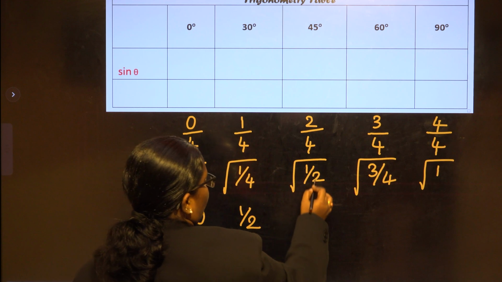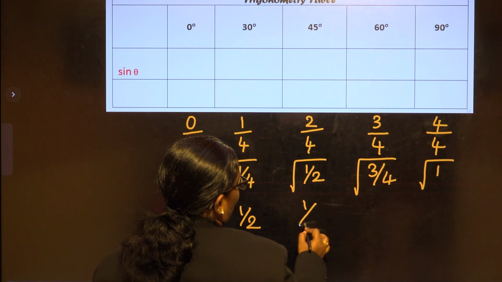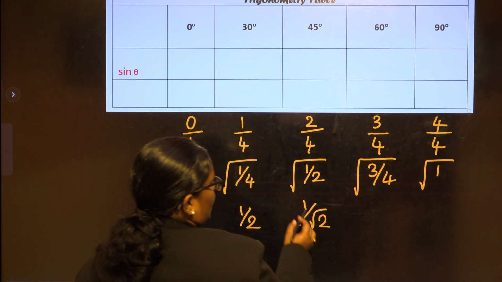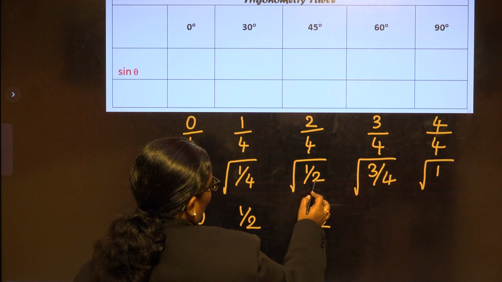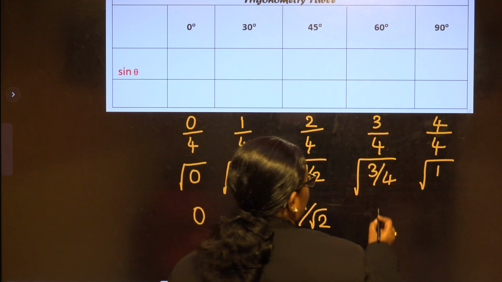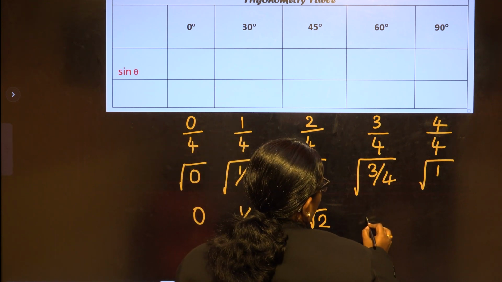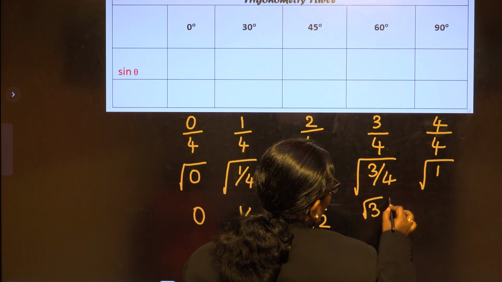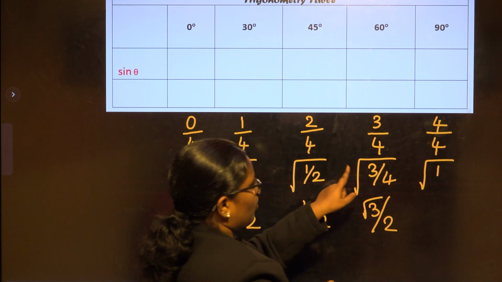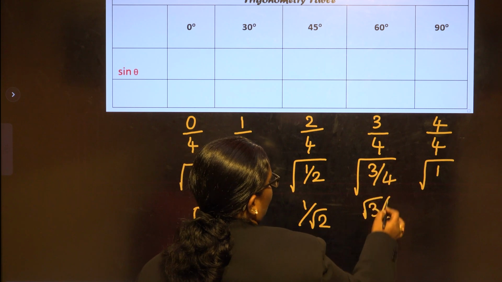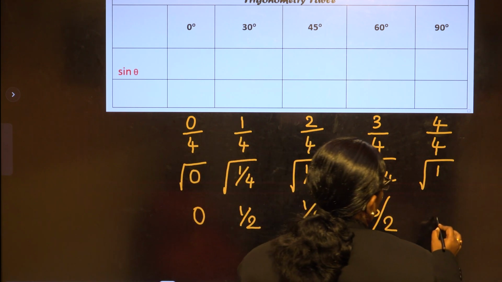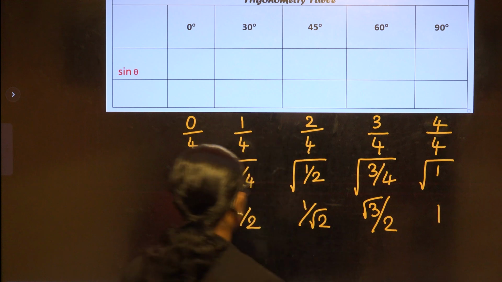Next, square root of 1 by 2 is 1 divided by root 2 because square root of 1 is 1 and square root of 2 is square root 2. Next, square root of 3 by 4 is root 3 divided by 2 because square root of 3 is square root 3 and square root of 4 is 2. Then square root of 1 is 1.